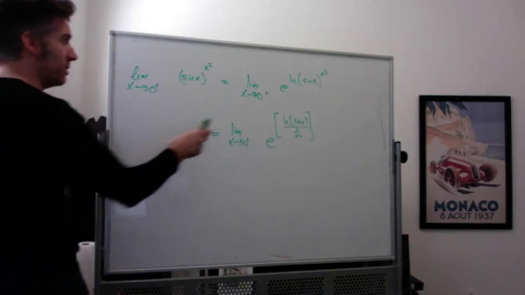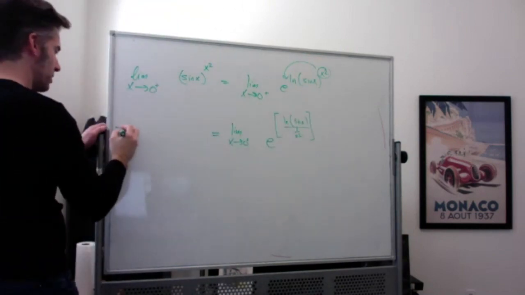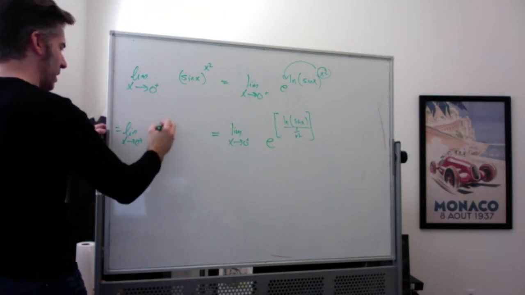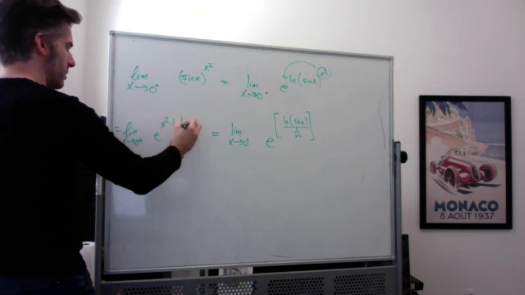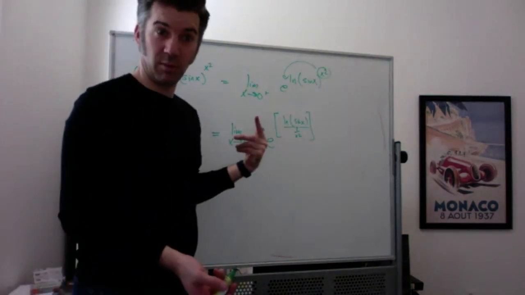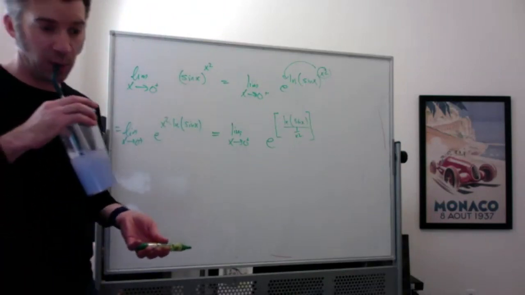So the intermediate step is bringing this x squared power down in front of the natural log. So this is the limit as x goes to 0 from the right of e to the x squared times the natural log of sine of x. And then the x squared comes down below as the reciprocal. Remember, whenever you're moving something to where it wasn't, it's the reciprocal of what it was.